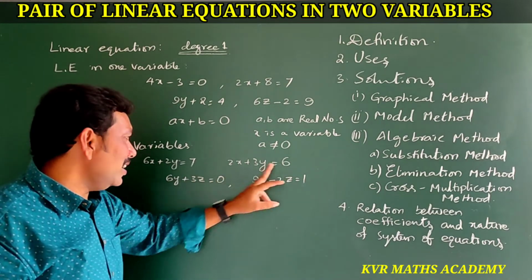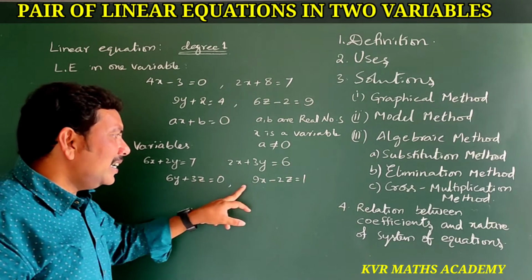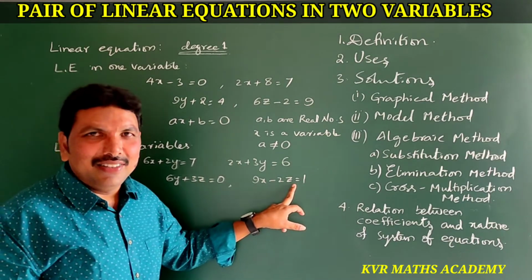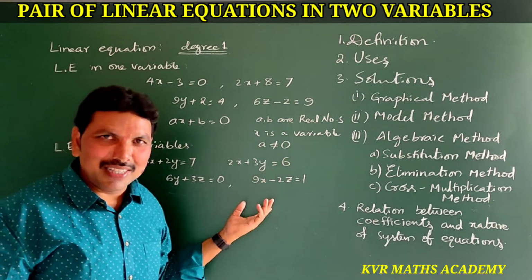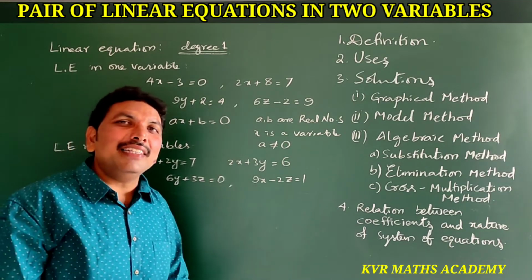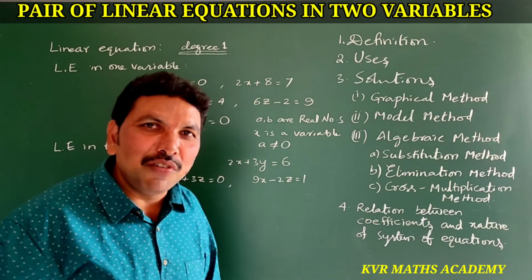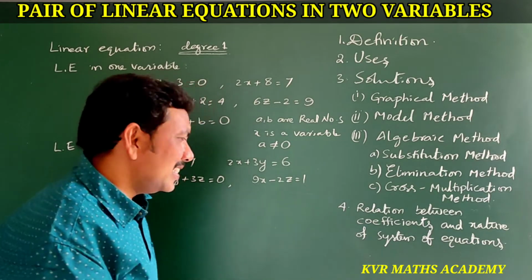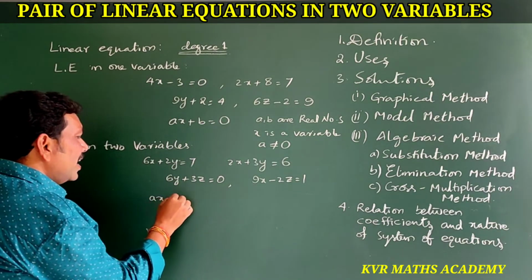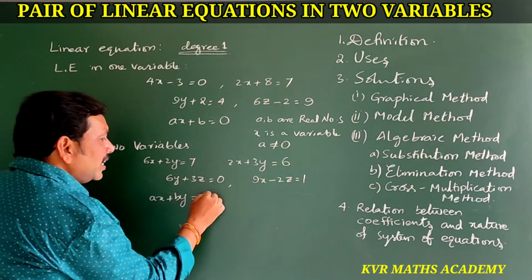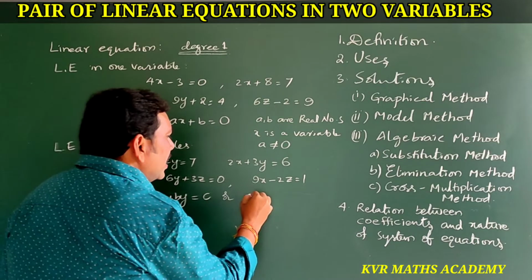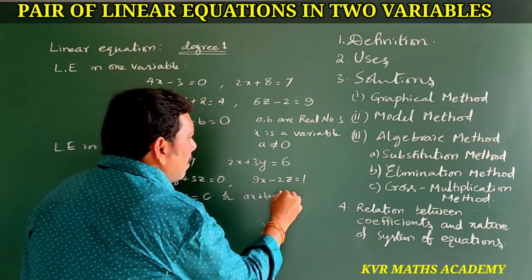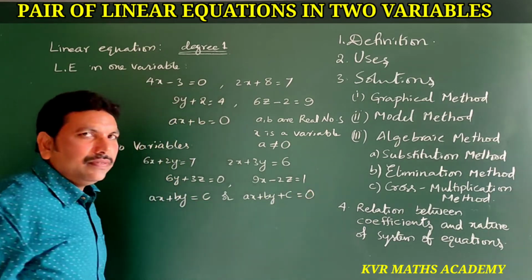Here also x and y. Here this is y and z, and this is x and z. So that's why these are all linear equations in two variables. Right. So what is the general form of linear equation in two variables? Yes, tell me. ax plus by is equal to c, or ax plus by plus c is equal to 0.